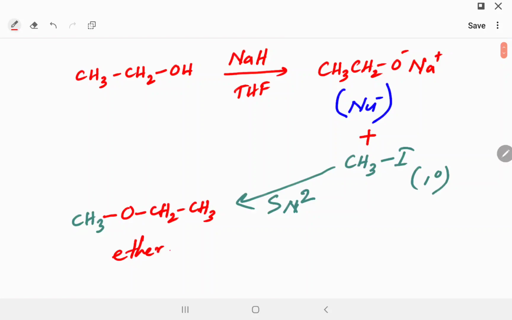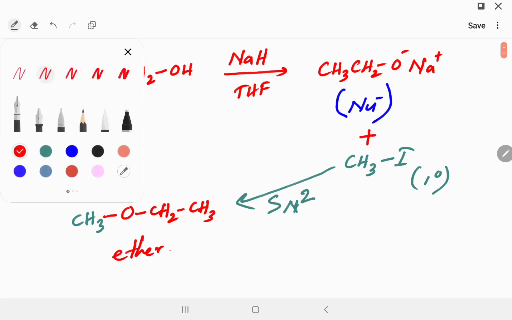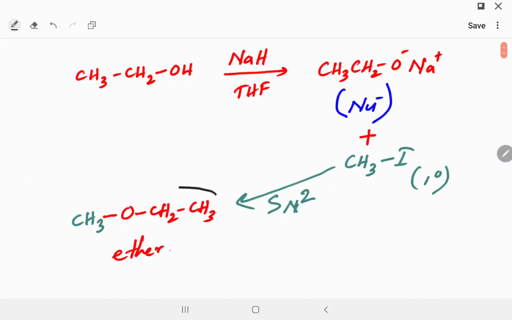And here's the good thing about this reaction, guys. You don't always get symmetric ethers. You can get asymmetric ethers. That is a significant thing about this reaction. As you can see, for the ether that we made, we had an ethyl group and a methyl group, so this is not symmetric. You can synthesize asymmetric ethers from this reaction. That is an important thing to remember.